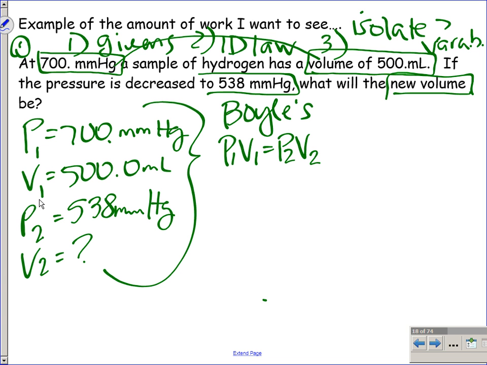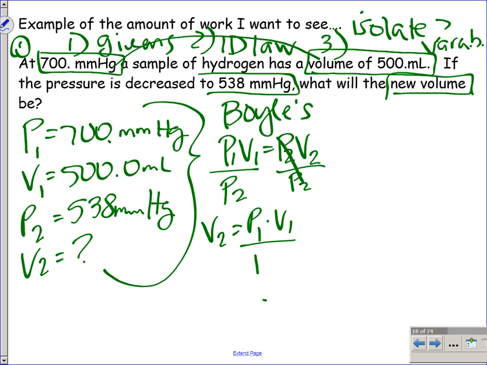V2. So think mathematically, how do I isolate V2 by itself? I'm not filling anything out. I'm simply isolating this variable. On both sides, right? So I'm dividing by P2. I'm dividing by P2 on both sides. Why am I dividing by P2 on both sides? Because you want to cancel P2 on the side and you want to get V2 by itself. So this cancels, right? So then what is V2 essentially just equivalent to? P1 times V1 over P2.